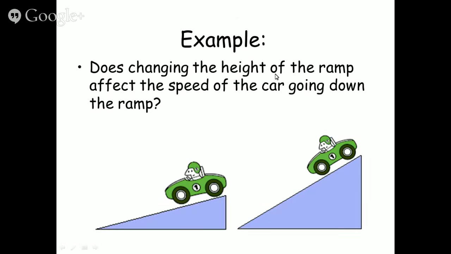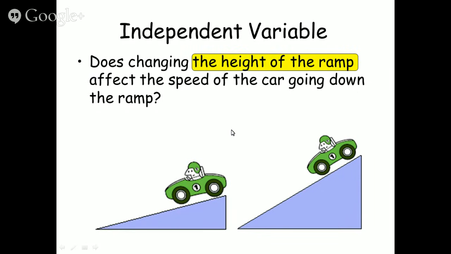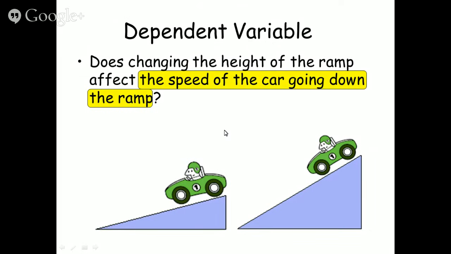Example: does changing the height of the ramp affect the speed of the car going down the ramp? What is the independent variable in this question? Remember, the independent variable is the only one you're allowed to change. So this keyword right here, changing, kind of clues you in on what the independent variable is. Ding, ding, ding, the height of the ramp. What is the dependent variable? And remember, the dependent variable is the thing you're going to measure. So does it affect the speed of the car going down the ramp? The speed is what you'd measure in the experiment.